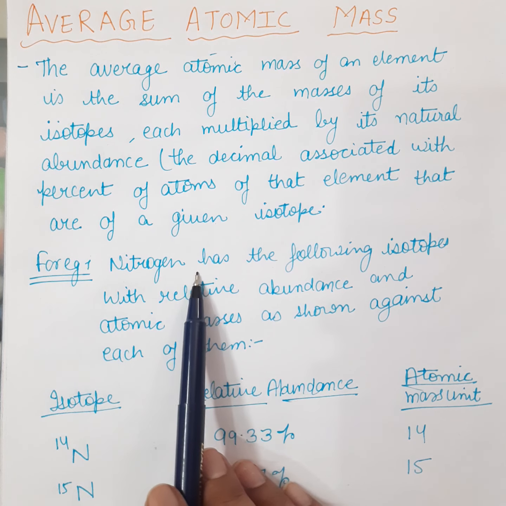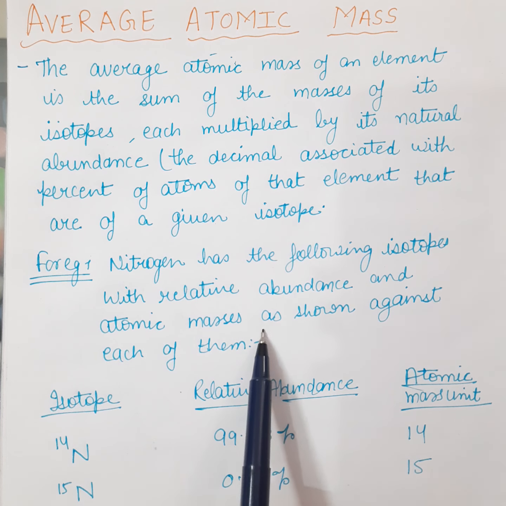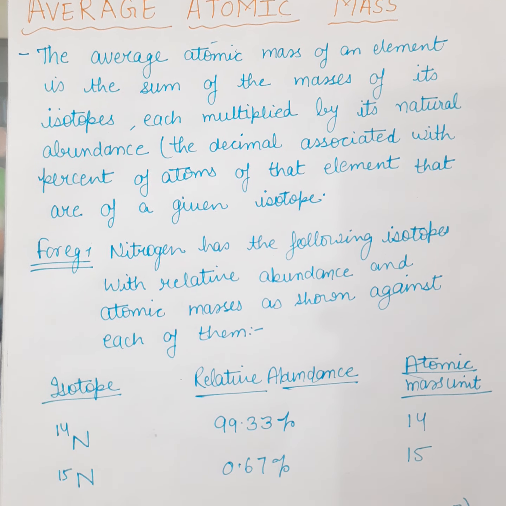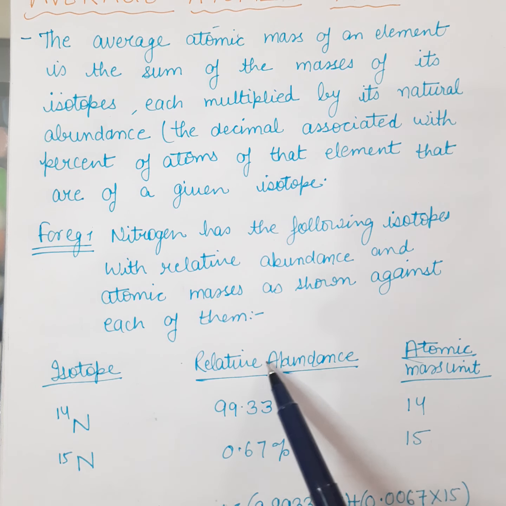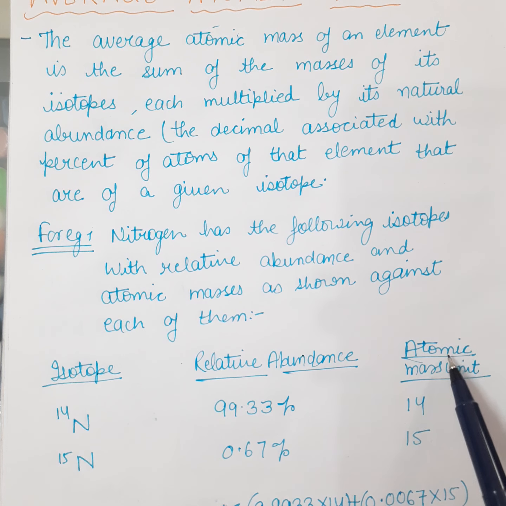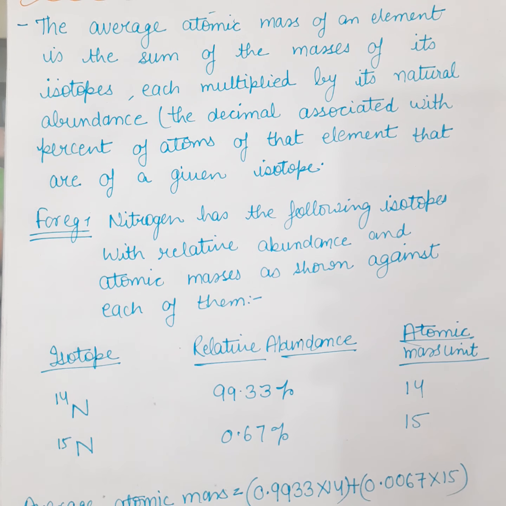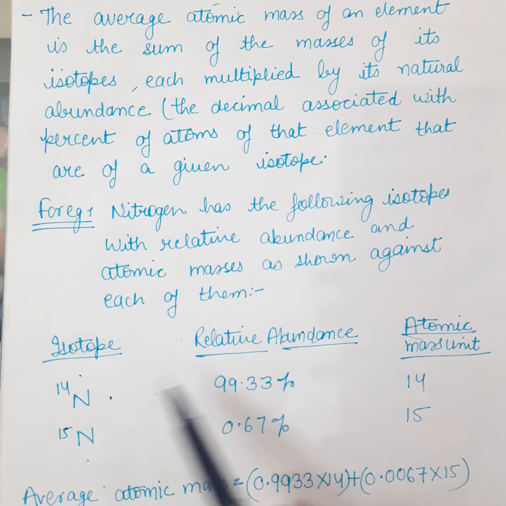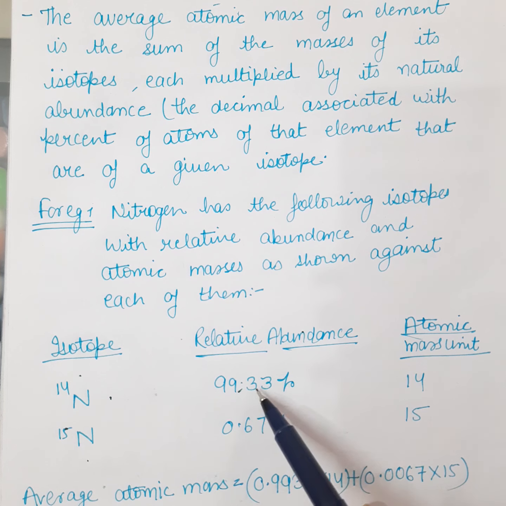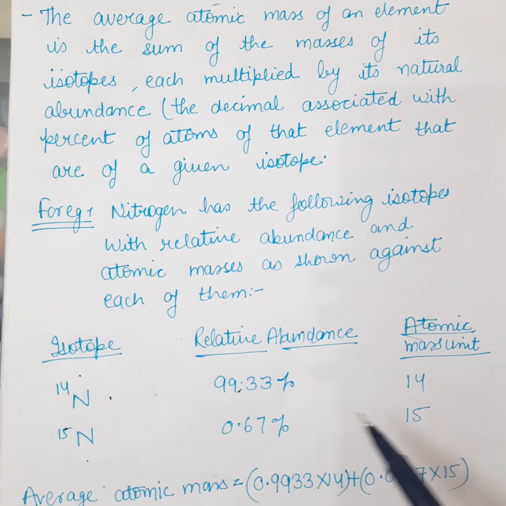For example, nitrogen has the following isotopes with relative abundance and atomic masses as shown against each of them. You can see there are three columns. One column is for isotope, next is relative abundance, and next is the atomic mass unit, AMU. Here you can see nitrogen 14 and nitrogen 15. Natural abundance is given as 99.33% and 0.67%. Then atomic mass is 14 for nitrogen 14, and for nitrogen 15 it is 15.